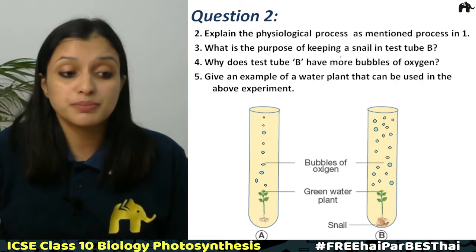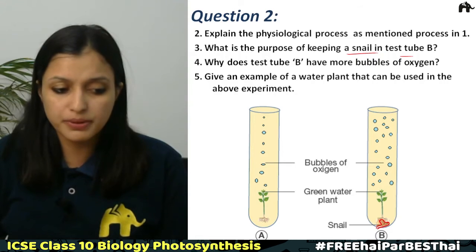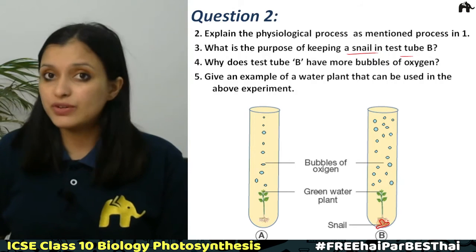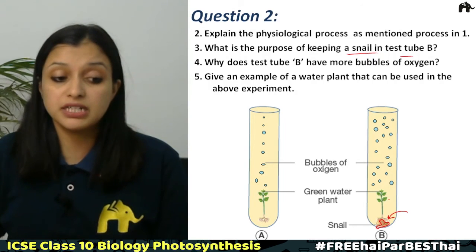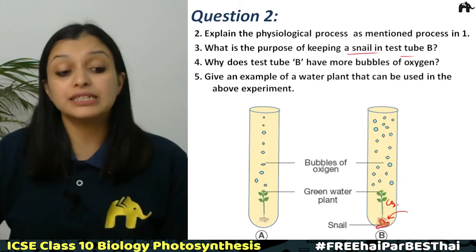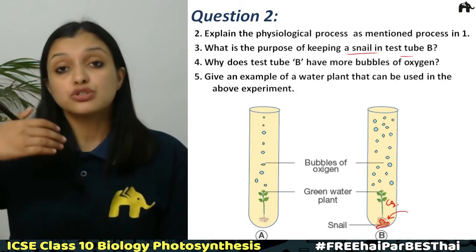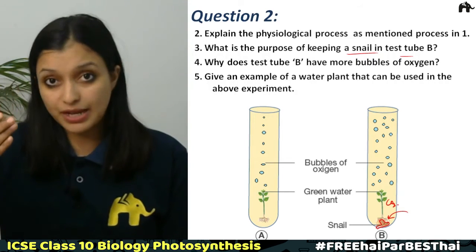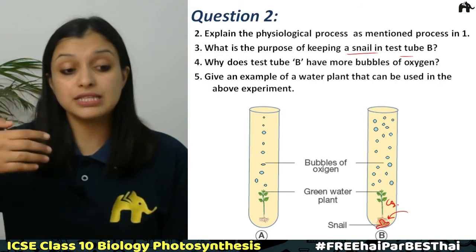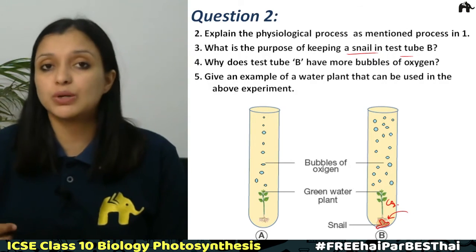So next is, what is the purpose of keeping the snail in test tube B? The reason for keeping this snail is that it will respire. When the snail respires, it will give out carbon dioxide, and that carbon dioxide will be used by the plant to perform photosynthesis. This increased concentration of carbon dioxide in test tube B will increase the rate of photosynthesis, and hence more bubbles, more oxygen gas, will be released in this particular test tube.